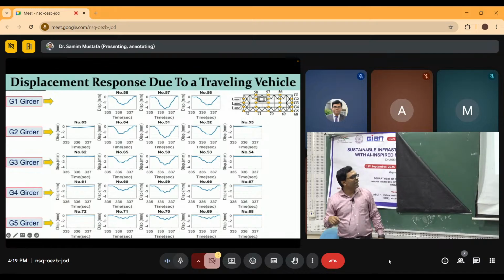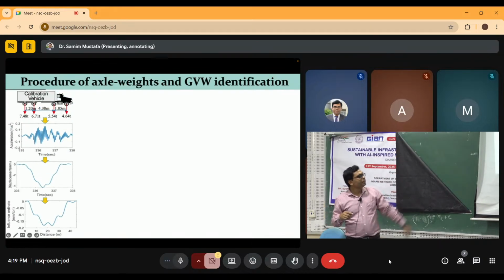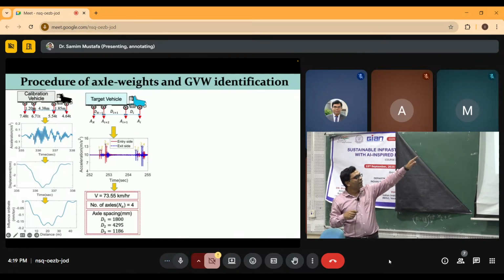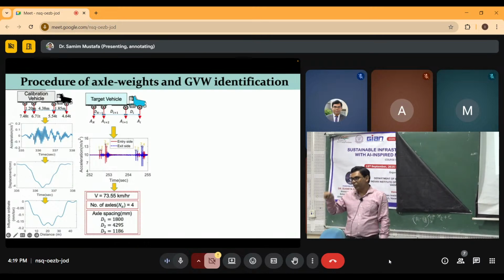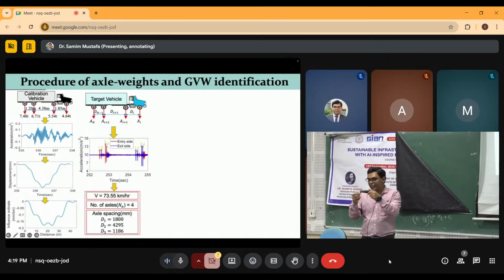So in summary, what do you need to do? First, you need to identify the influence line of the bridge. Once that is done, you run any target vehicle, an unknown vehicle. You identify the peaks from the detection sensor, then obtain this information: the speed of the vehicle, number of axles, axle spacing, because these are required in your algorithm. Speed is required because you need to identify the entry sampling point difference between the first and second axle. It is dependent on the speed. Otherwise, if speed is fluctuating, then what will happen?